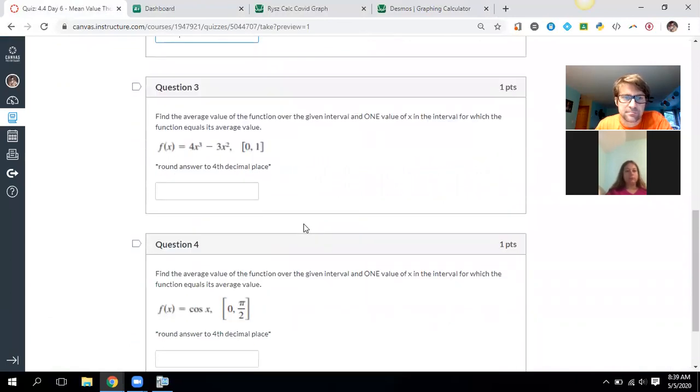So is this better? Should we do like functions or should we do graphs? What works better, do you think, Mallory?